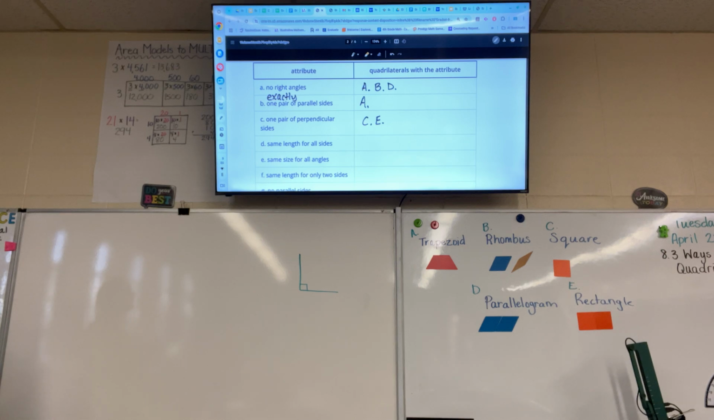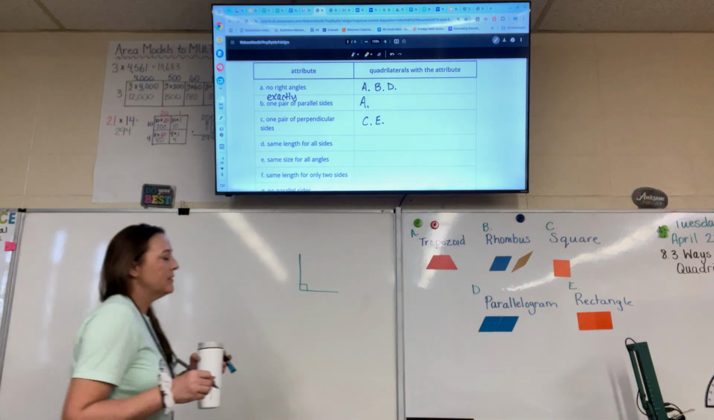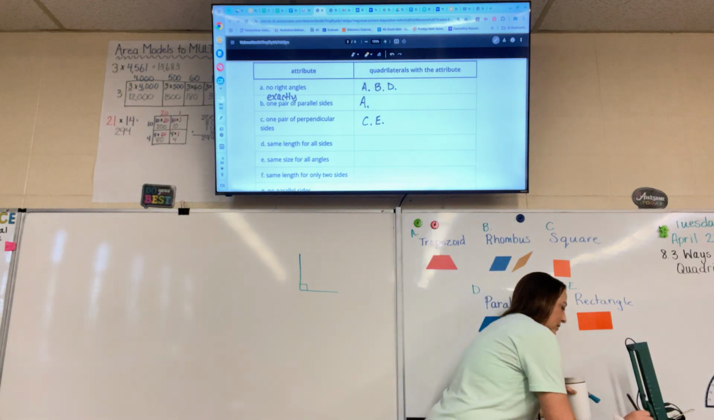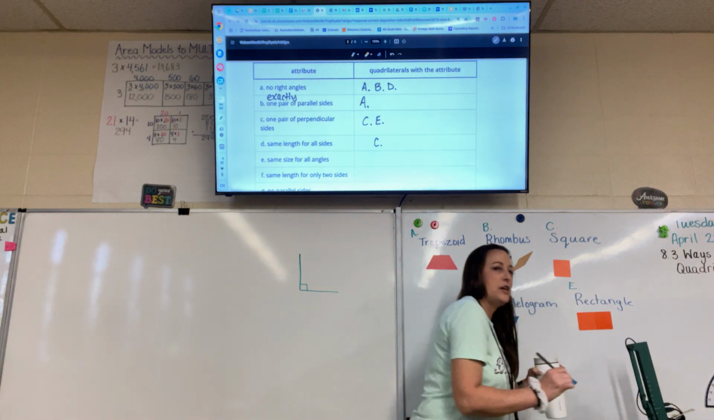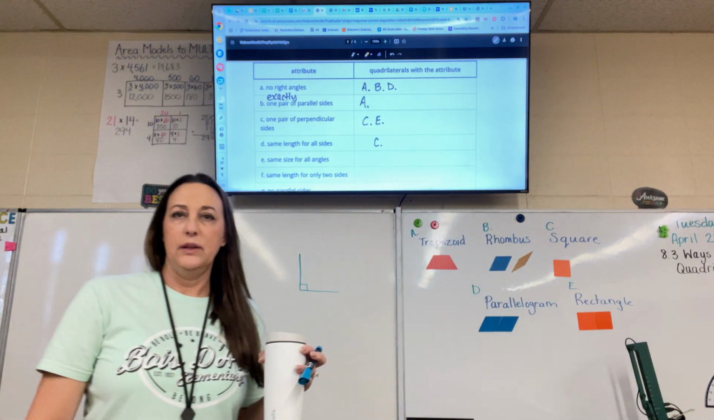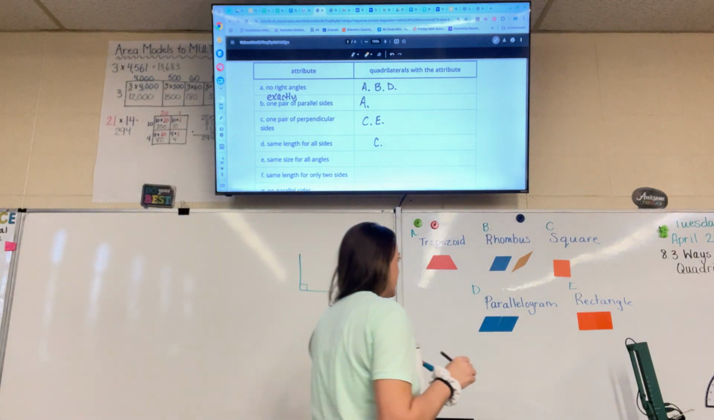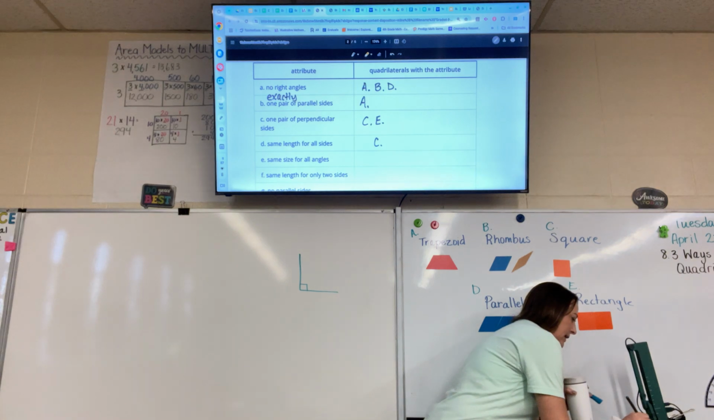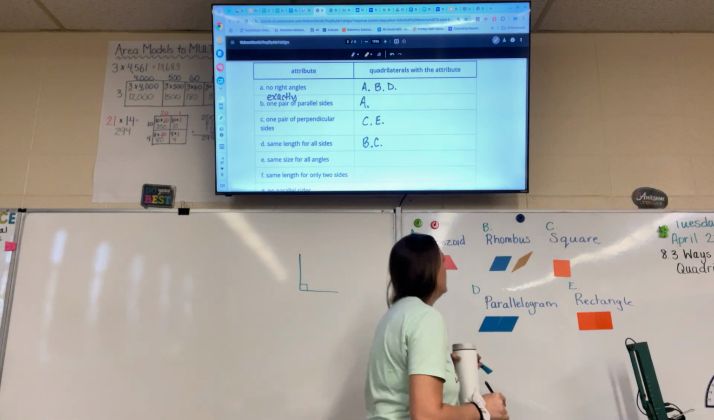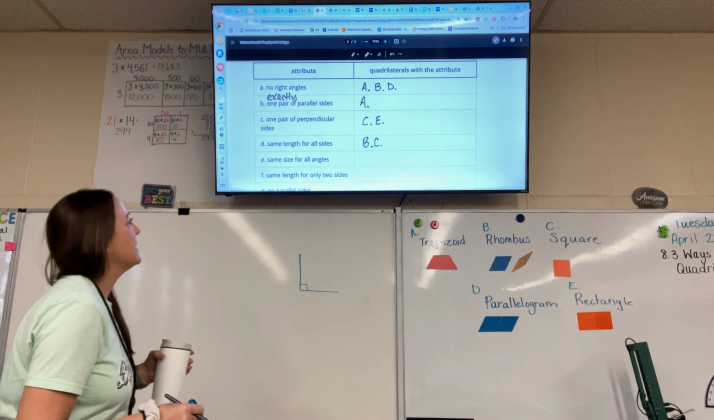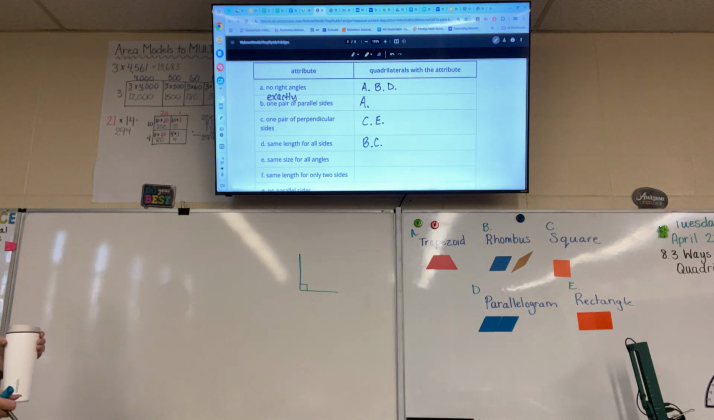Which of these figures has the same length for all of its sides? Vivian, give me one of them. A square. And Willow, give me the other one. Which other figure has all four equal length sides? Rhombus. A rhombus, yes. So B and C have the same length for all sides.